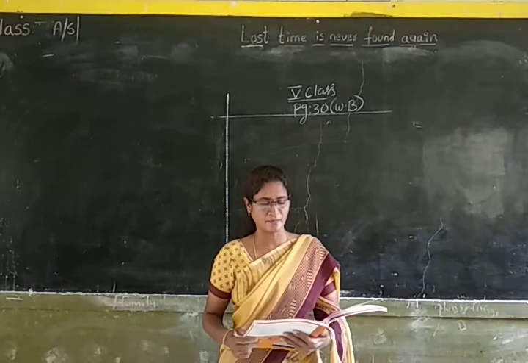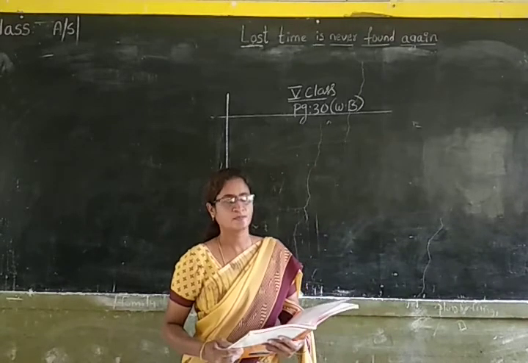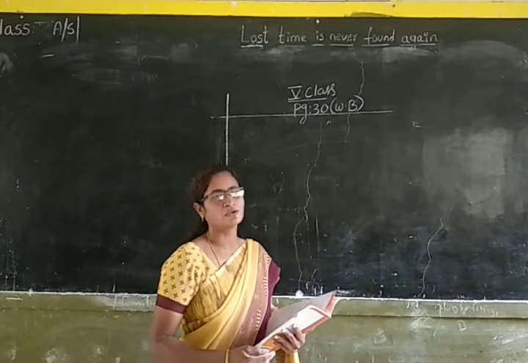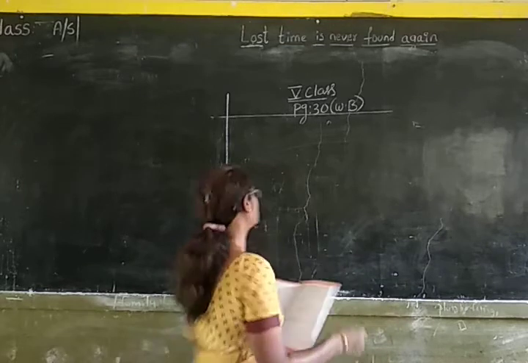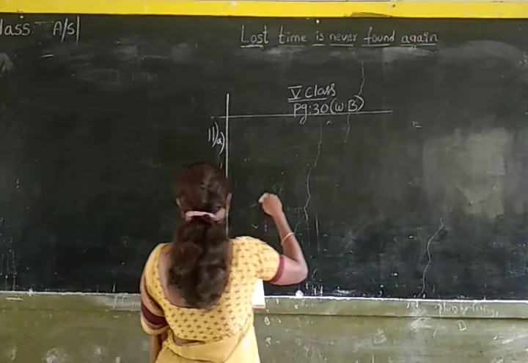Estimate the following by rounding off the numbers to the nearest place value as specified in each part. So you have to estimate the answers. For that you have to round off the numbers. So let us do the first question, that is 11th A.